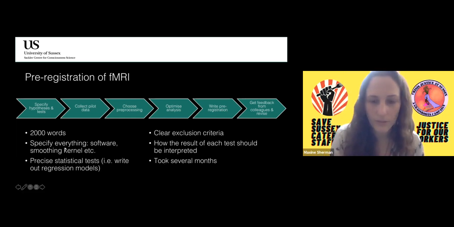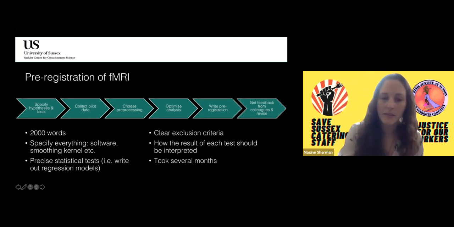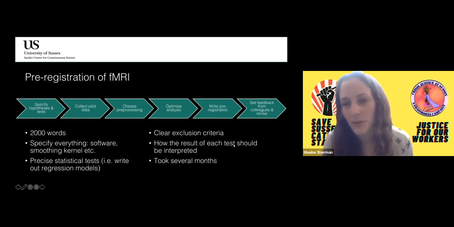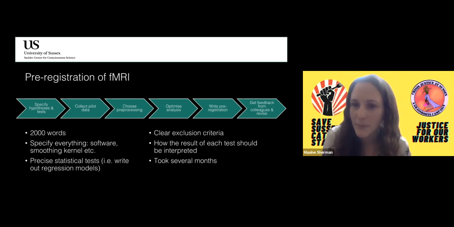So it's not wasted time. This is time you would spend anyway. It's just that you do it before you have the data. And then after writing the pre-reg, we got feedback from colleagues, particularly fMRI people, just to check if there was anything we'd missed.